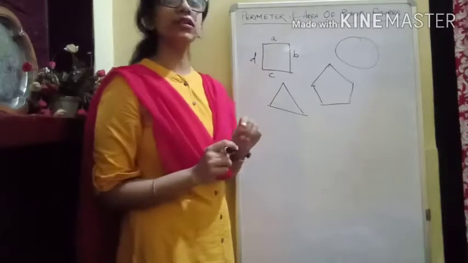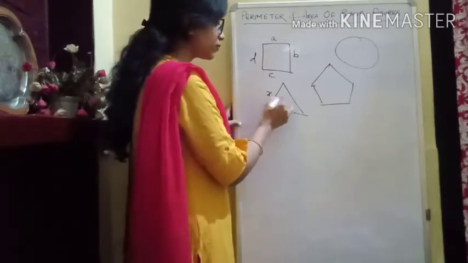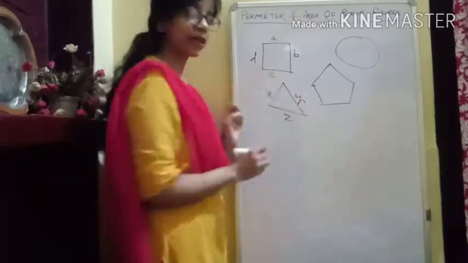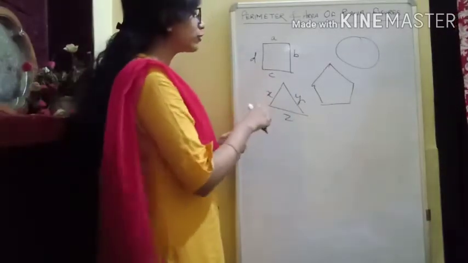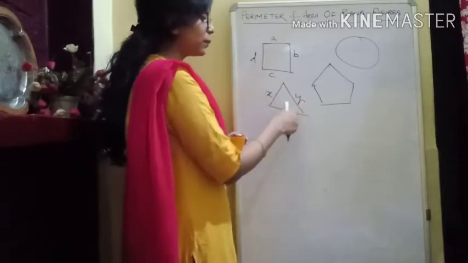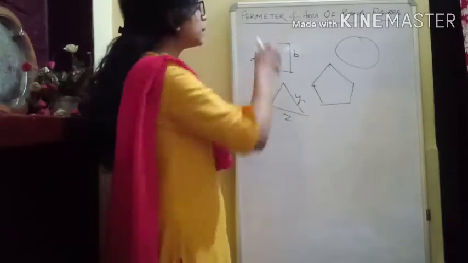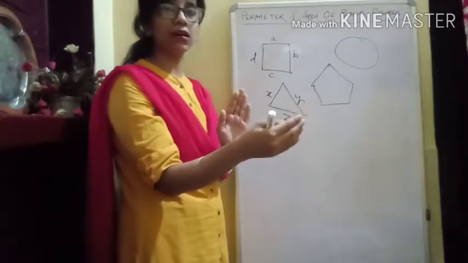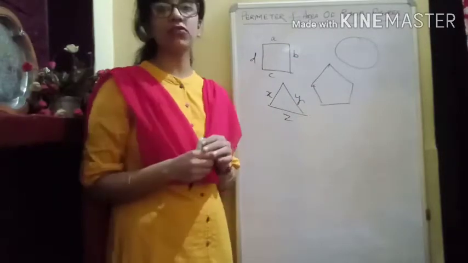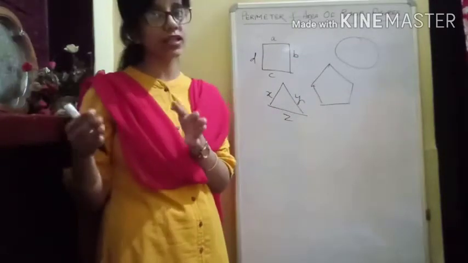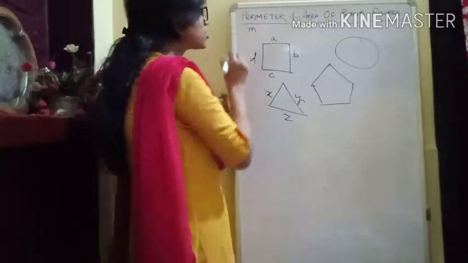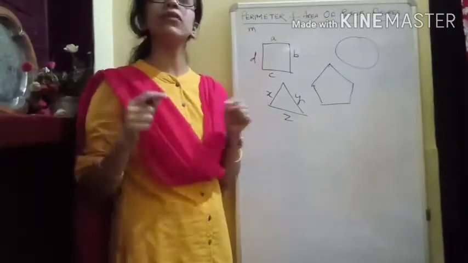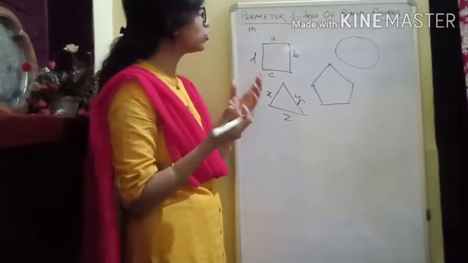If you talk about the triangle, it will have 3 sides, say X, Y, Z. What will be the perimeter? The sum of all sides, or the length of the boundaries, that is X plus Y plus Z. Eventually, perimeter is the sum of the sides or the length of the boundaries, and since we are calculating the length, the unit will be meter. It will be one dimensional because we are talking about the total length.